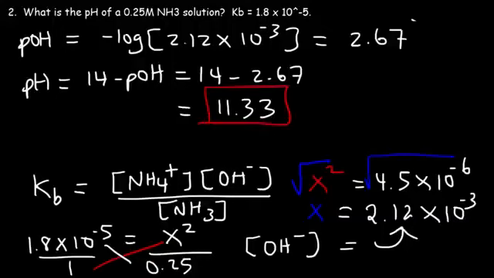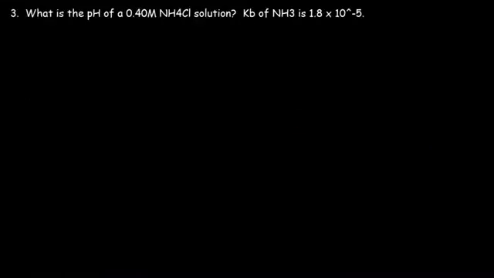So this is what you need to do if you need to find the pH of a solution that contains a weak base. Number 3. What is the pH of a 0.4 molar ammonium chloride solution? So in this problem, we want to find the pH of a salt solution. Ammonium chloride is an ionic compound, and we're given the Kb of NH3.